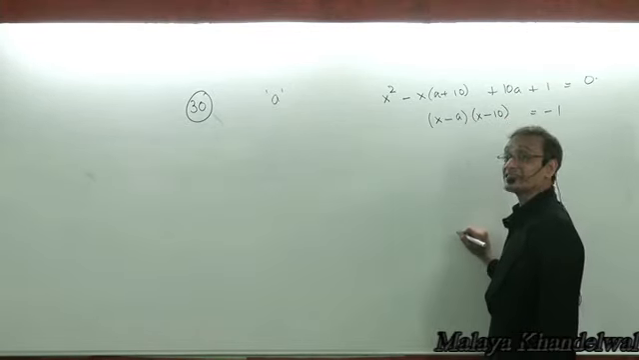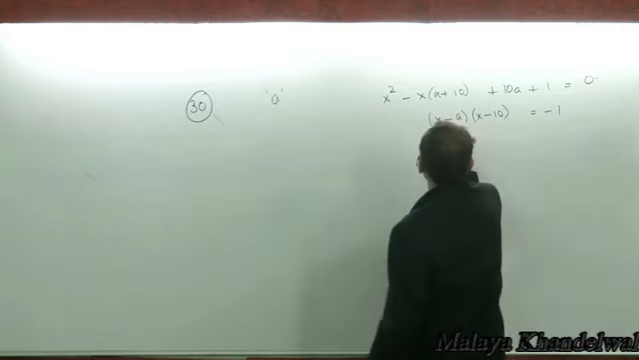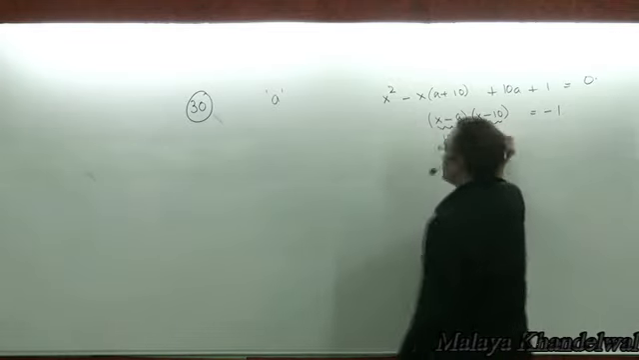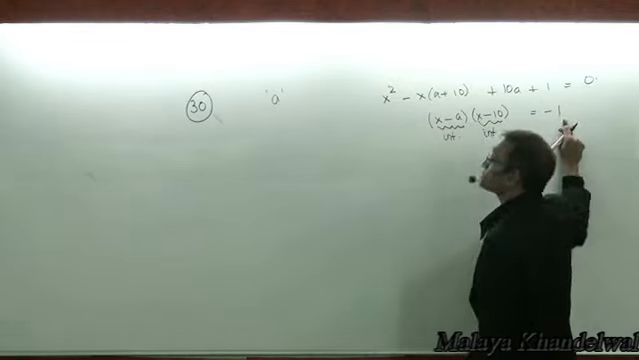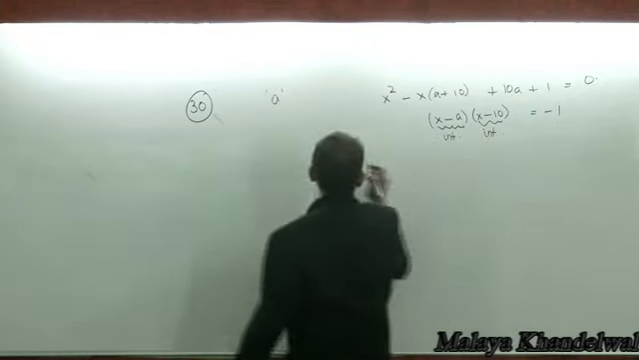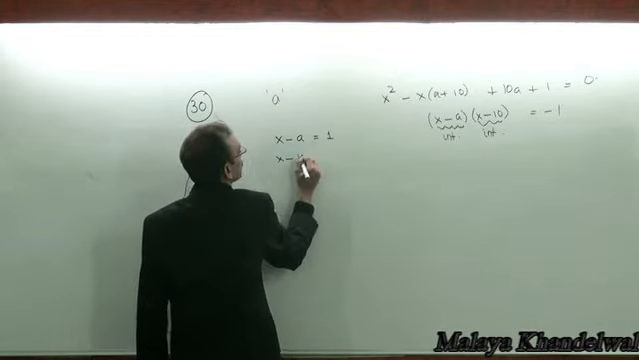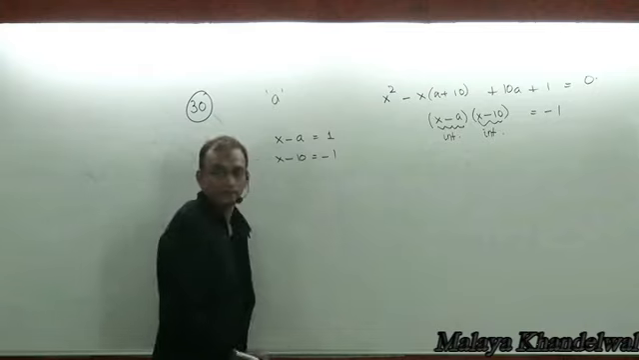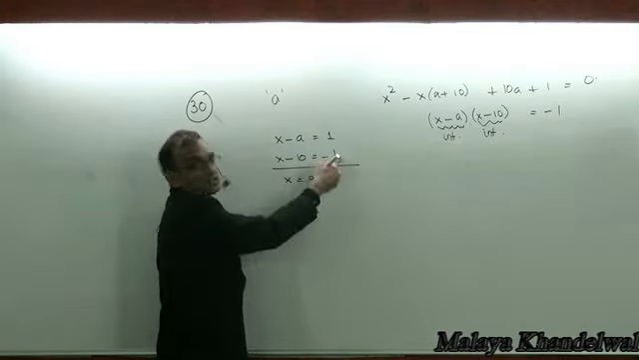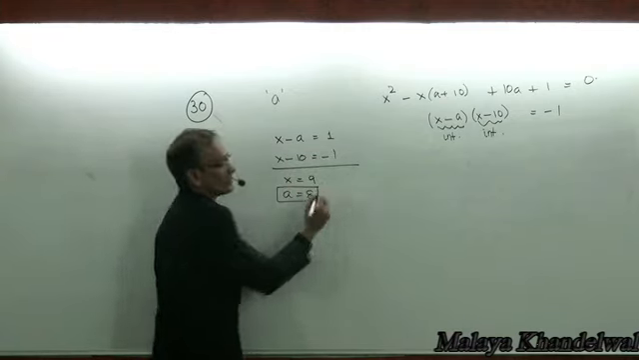a is an integer, x is an integer, and therefore x minus a must be an integer, and x minus 10 must also be an integer. Product of two integers is minus 1. One must be plus 1, the other one must be minus 1. So two possibilities: x minus a equal to plus 1, x minus 10 equal to minus 1. That's one possibility. This will give me x equal to 9. Put x equal to 9, a therefore will be 8. That's one value of a.